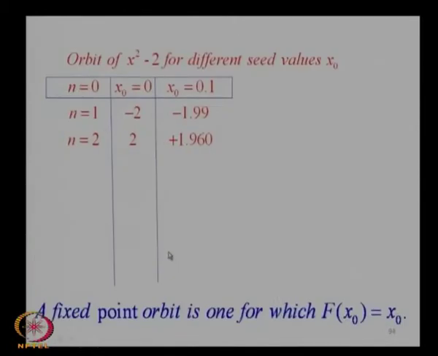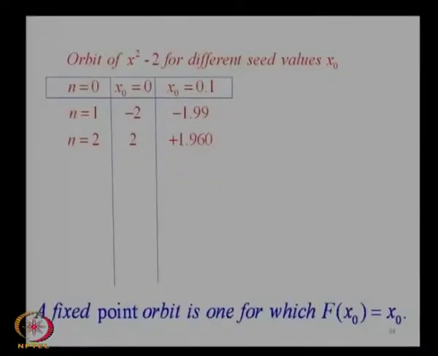So let us take a few examples. We will consider the orbit of a function of x which is defined as x square minus 2. X square minus 2 is a function of x, right. We ask what is the orbit of this function for a particular seed value. We can choose that seed value to be 0, we can choose it to be 0.1, we can choose the seed value to be 0.2 or anything. To discuss this point, I have considered two examples over here. One is the seed value of 0 and the other is a seed value of 0.1.